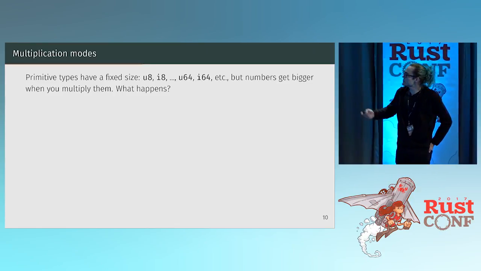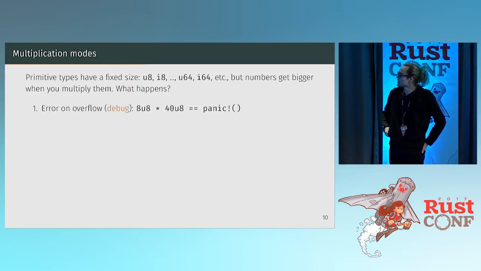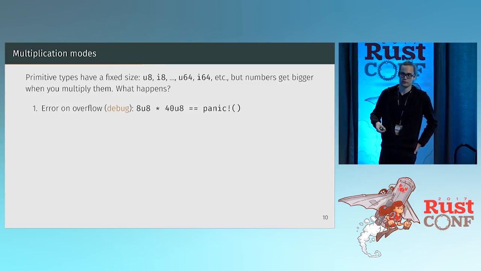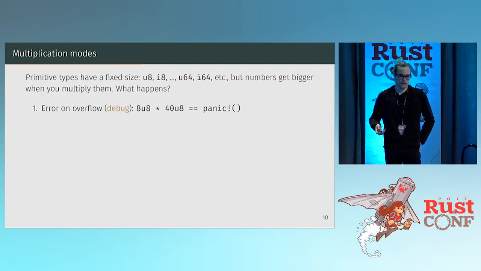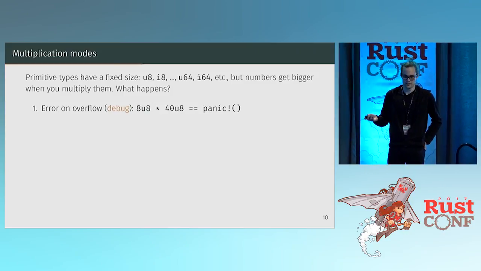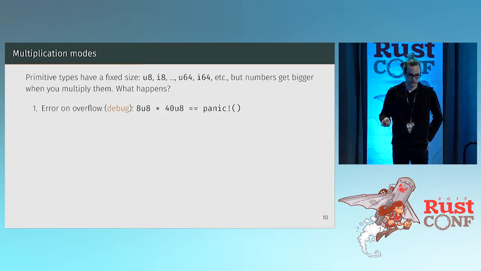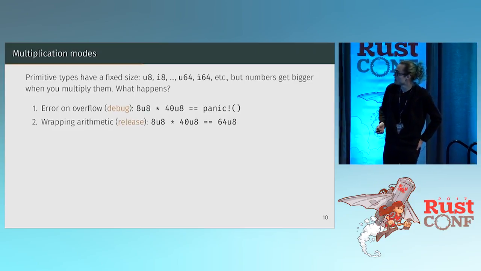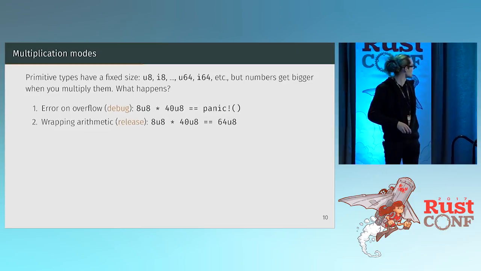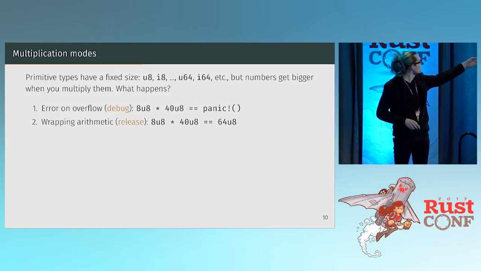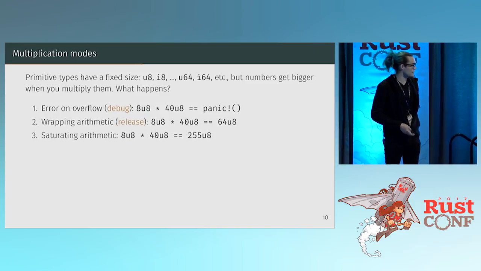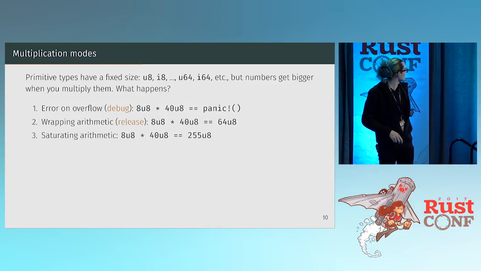When you do a multiplication, you're using a fixed-size primitive type. But when you multiply integers, they get bigger. So how does that get handled? Basically, there are four possibilities. One is to error on overflow. I'm using U8 just so the numbers are small: 8 times 40 will give you a panic. That's what Rust does in a debug build.